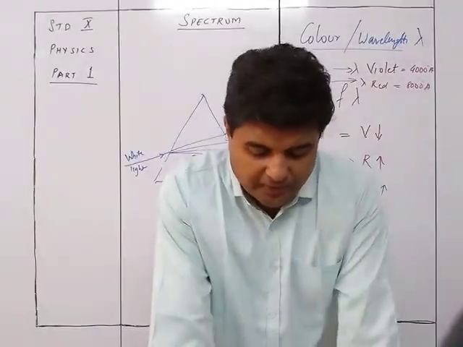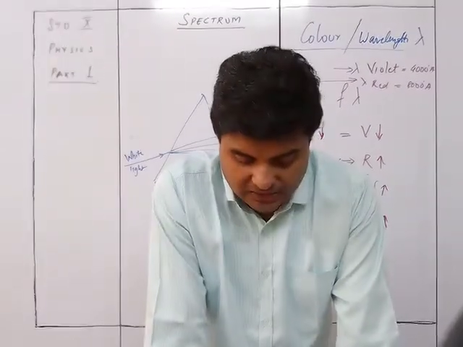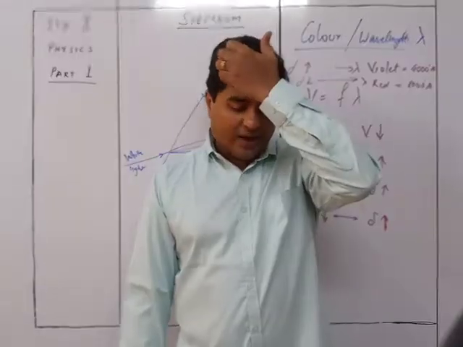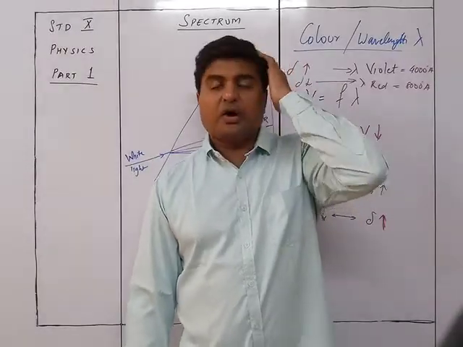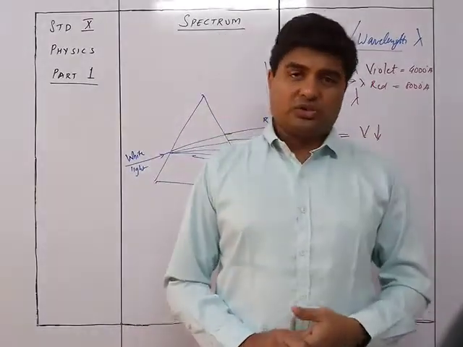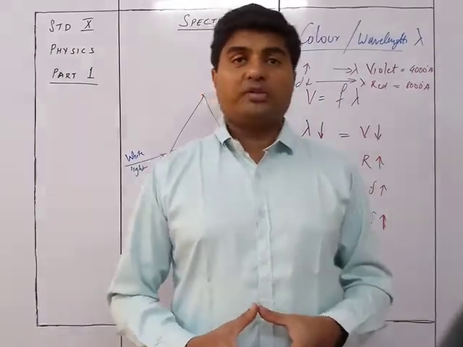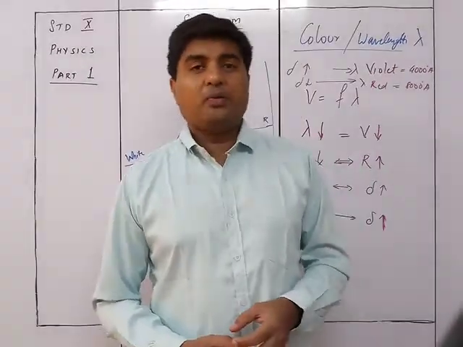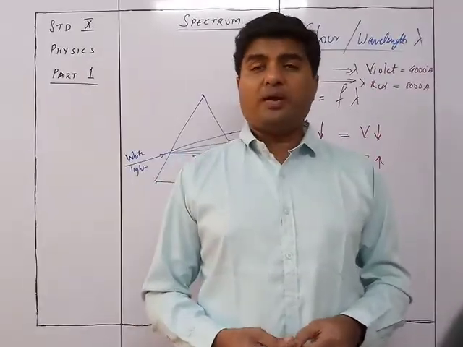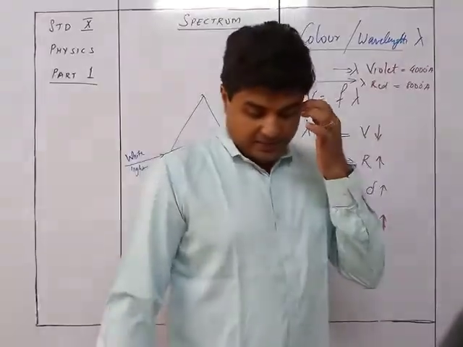Conclusion: from the above experiment, Newton concluded that white light consists of 7 prominent colors. Each color corresponds to a small range of wavelength. Thus, white light is a mixture of a large number of wavelengths. That is, it is polychromatic in nature. So Newton discovered that white light was actually not just white, but a combination of 7 prominent colors, which were violet, indigo, blue, green, yellow, orange and red.